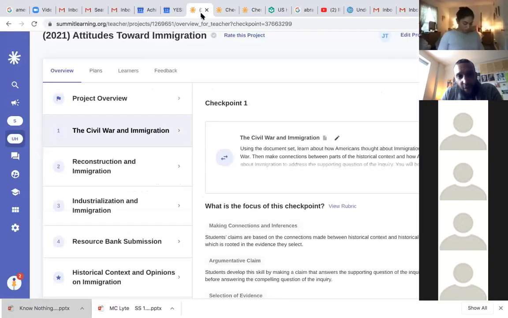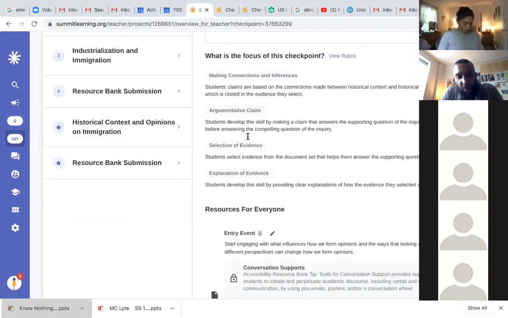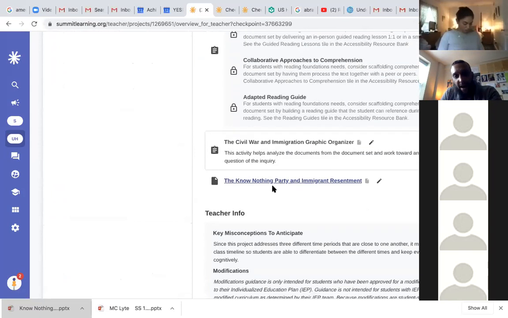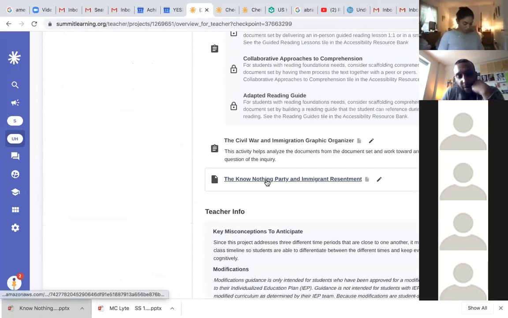You find the information by going here on the front, and there's a PowerPoint that I put up right here down the bottom, the Know Nothing Party and Immigrant resentment. Inside of that packet is hyperlinks, articles, videos, and questions to be asked. That is your checkpoint number 1. So is there any questions on checkpoint number 1 and how to find the answers?